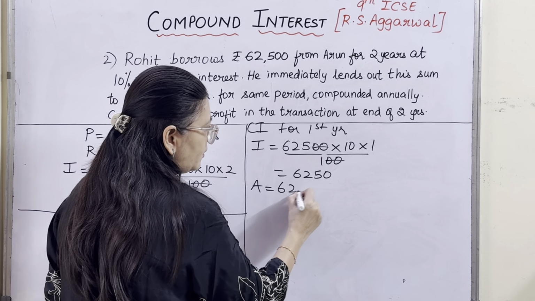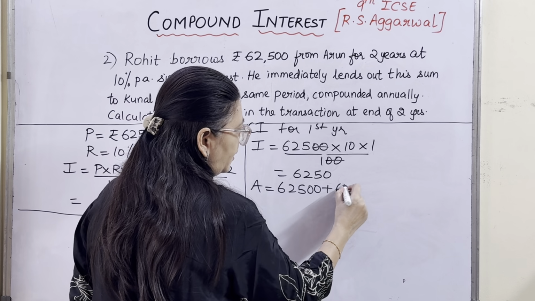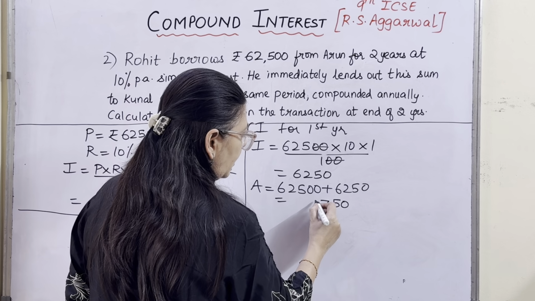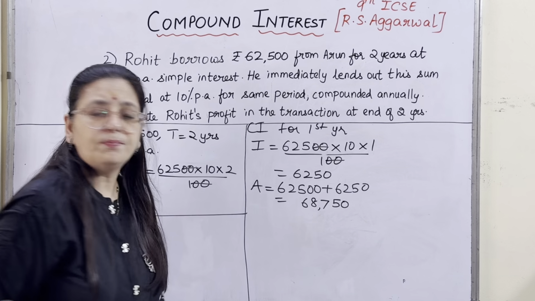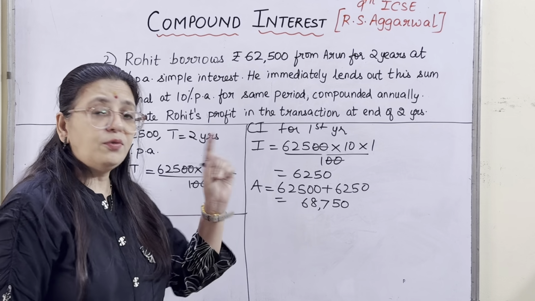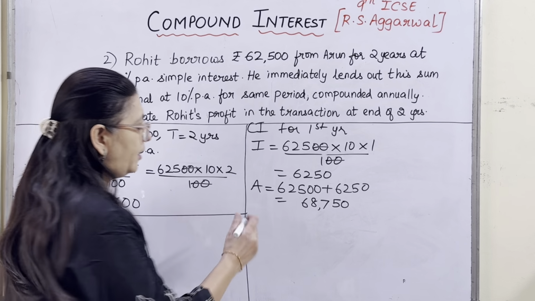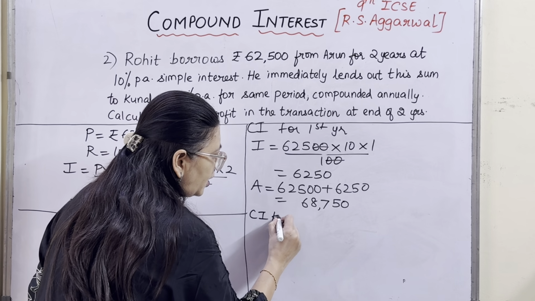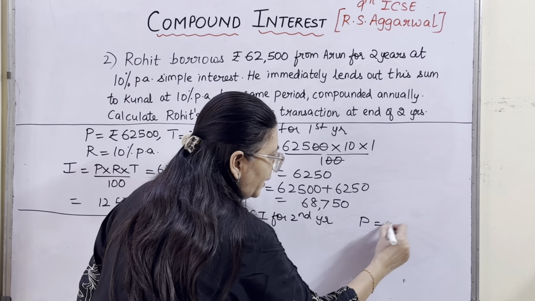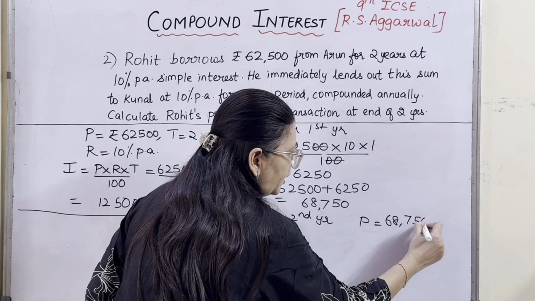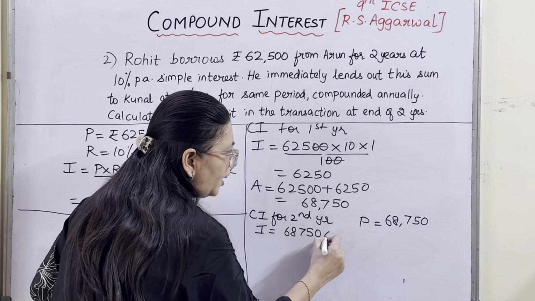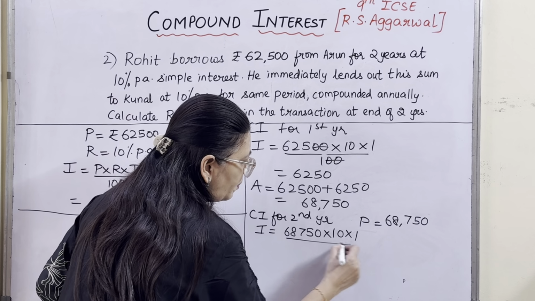Amount would be principal plus interest, which is equal to 68,750. This is the amount for the first year. That will become the principal for the second year. So compound interest for the second year, principal over here would be 68,750. So find the interest. It is 68,750 into 10 into 1 upon 100.